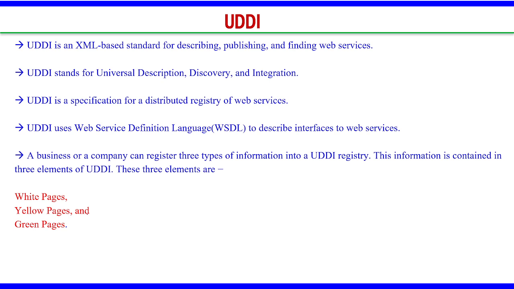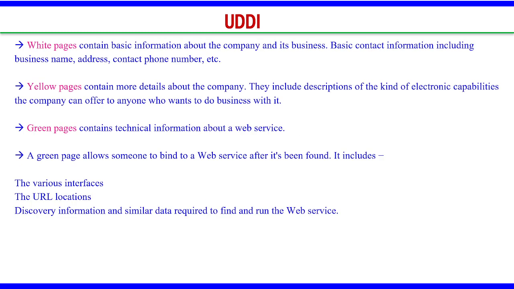So along with the WSDL file, the people who design web services actually store three kinds of elements. They keep white pages, yellow pages and green pages. There are three more elements along with the WSDL file which will be dumped into the UDDI. Let's see what white pages are. White pages contain the basic information about the company and its business, like who designed that web service. Basic contact information such as name, address, contact phone number, etc. will be there in the white pages.